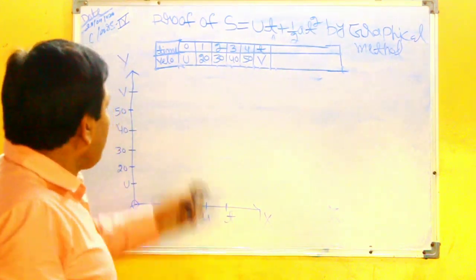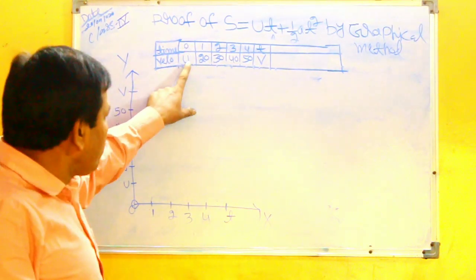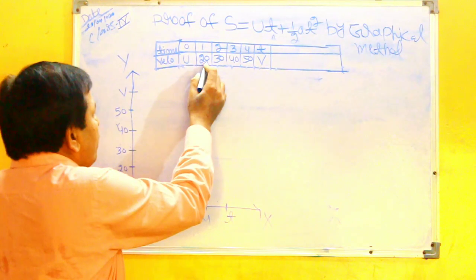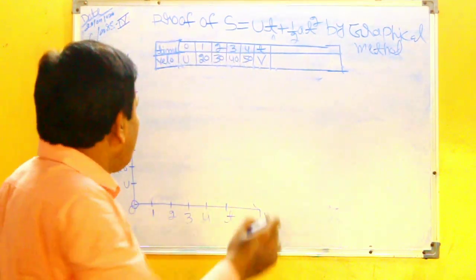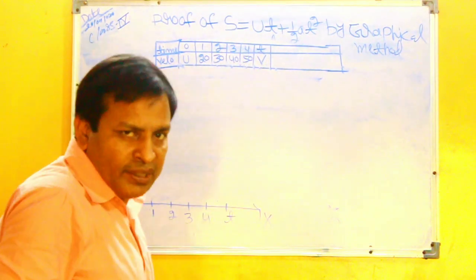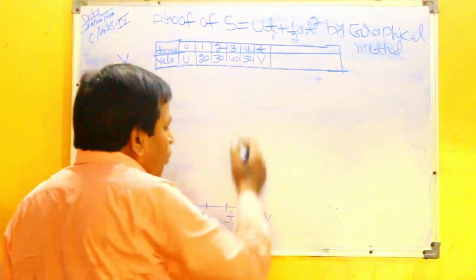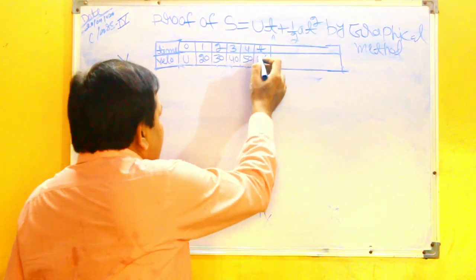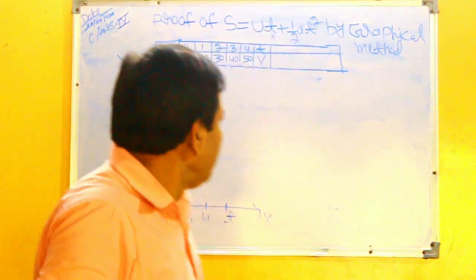Suppose that we have given a table: at time t equal to 0, velocity is u meter per second. At time 1 second, velocity is 20 meter per second. At time 2 seconds, the velocity is 30 meter per second. At time 3 seconds, velocity is 40 meter per second. And at time 4 seconds, velocity is 50 meter per second. And at time t second, the velocity is v meter per second.